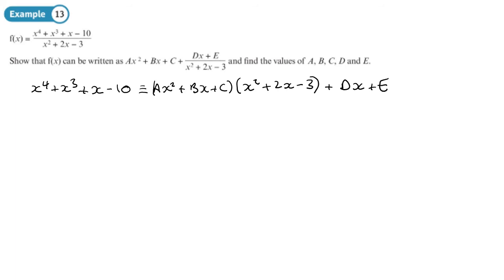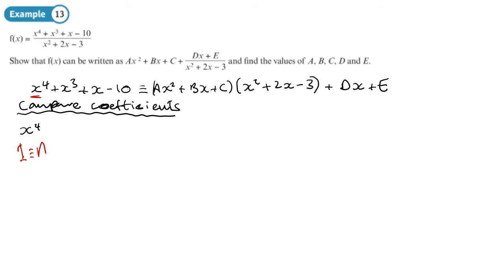Okay, so now we're going to compare coefficients, and we want to be able to compare coefficients without having to fully expand brackets. At this stage you should be able to do most of that in your head. So let's compare the x to the 4 terms. On the left hand side, in front of the x to the 4 term, its coefficient is 1. On the other side, if I multiplied out the brackets, I would get ax to the power 4. So a equals 1, okay?